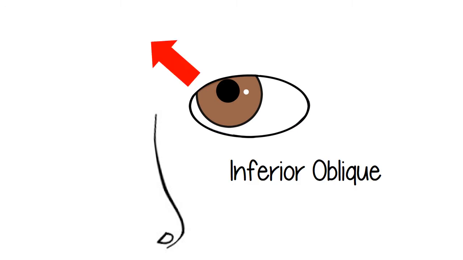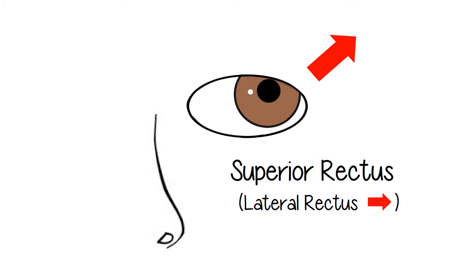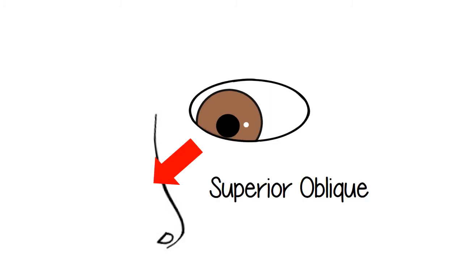In and up, inferior oblique, after the eye is adducted by the medial rectus. Up and out, superior rectus, after the lateral rectus abducts. Down and out, inferior rectus, after the lateral rectus abducts. Down and in. This position is achieved by the superior oblique muscle after the medial rectus muscle has adducted the eye. I think of this as the reading a book position, so the superior oblique is responsible for this reading a book position of the eyes.